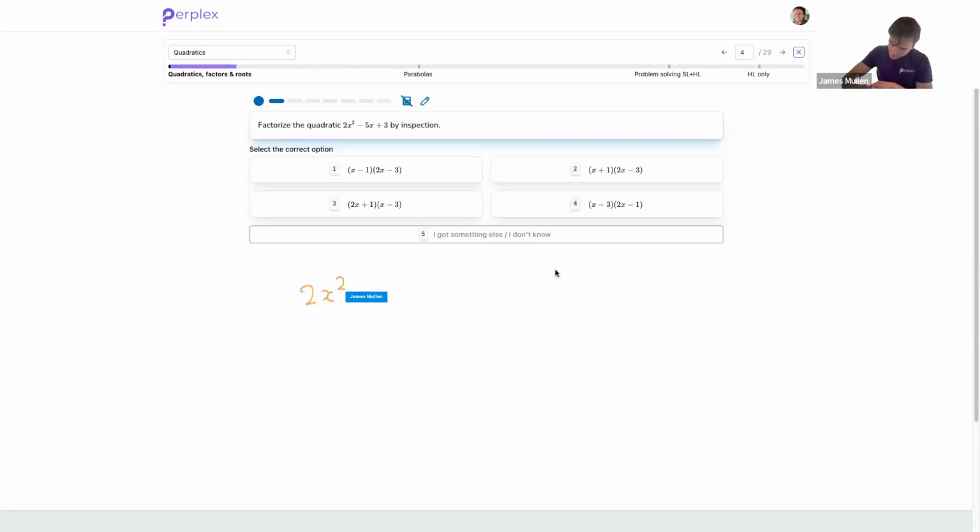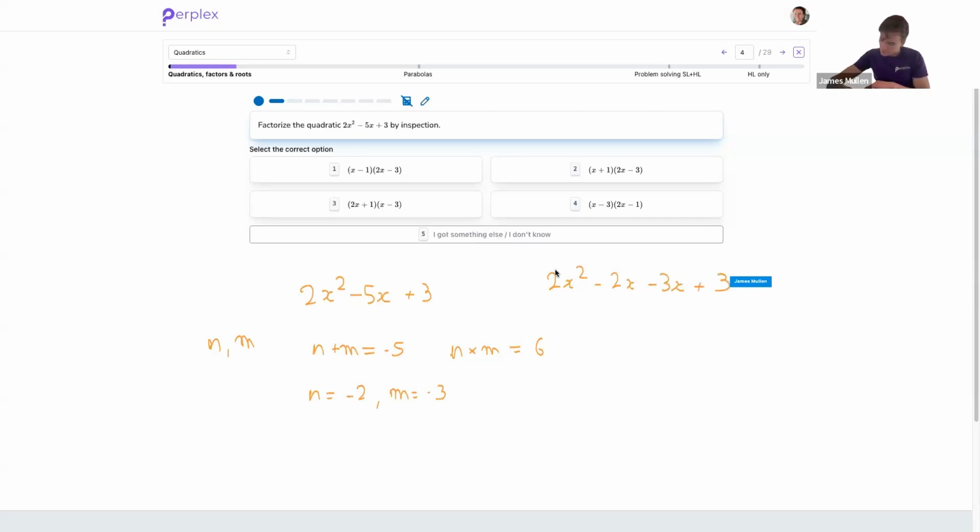2x squared minus 5x plus 3, and we were trying to do this by inspection, which means we're looking for n and m, so that n plus m is equal to minus 5, and n times m is equal to 6. So the numbers we're going to choose are n is equal to minus 2, and m is equal to minus 3. Because I add those together, I get minus 5, and I multiply them together to get 6. So that means I split my minus 5x into negative 2x and negative 3x. So 2x squared minus 2x minus 3x plus 3 is equal to 0.